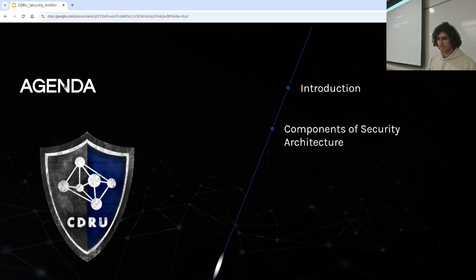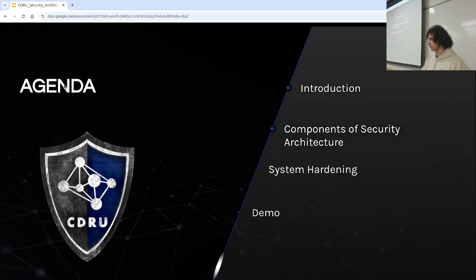So our agenda for today, I'm going to go over a little bit of introduction, what is security architecture, kind of flesh out the concepts. Then I will go into the actual concepts of security architecture, what makes up proper, good security architecture. And then I'm going to do a little bit of system hardening and then a demo.